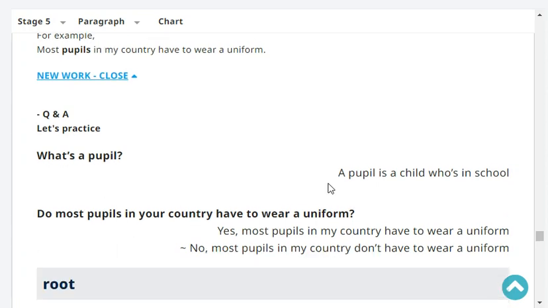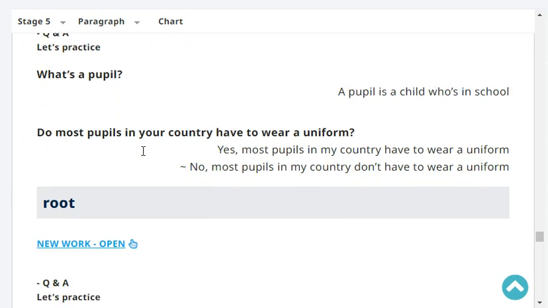Do most pupils in your country have to wear a uniform? Yes or no? No, most pupils in my country don't have to wear a uniform. Very good. Next, repeat. Root.